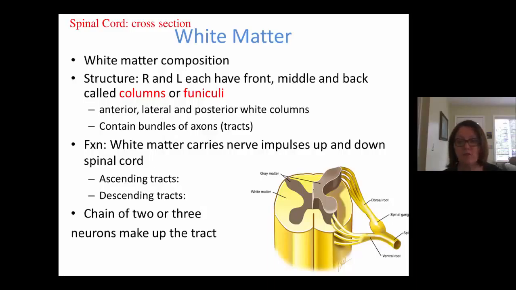The function of these tracts is to carry nerve impulses down from the brain or up to the brain. So the ascending tracts, as you might imagine, are going to send signals up towards the brain, while the descending tracts are going to send signals down from the brain. And there could be a chain of 2 or sometimes 3 neurons that make up a tract.